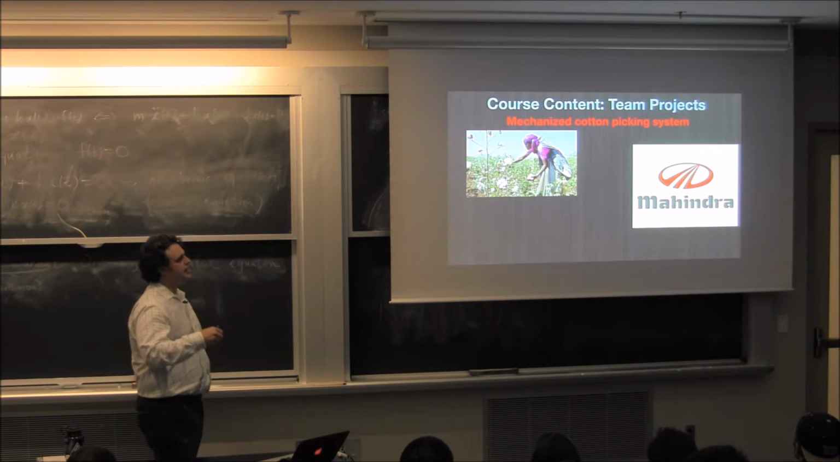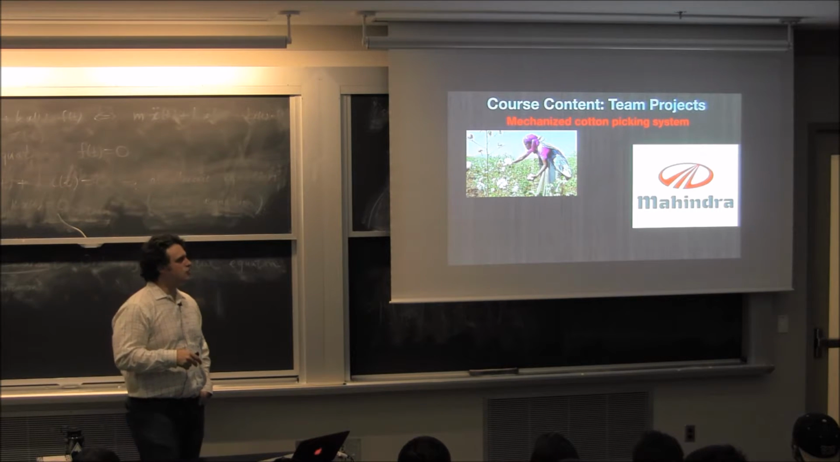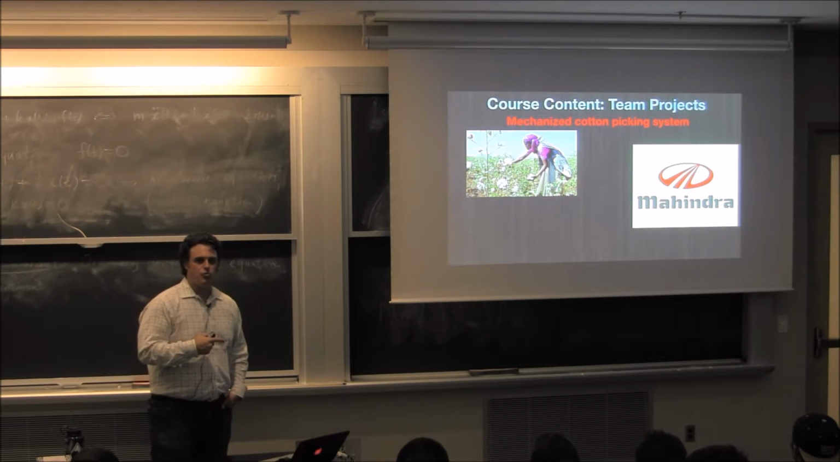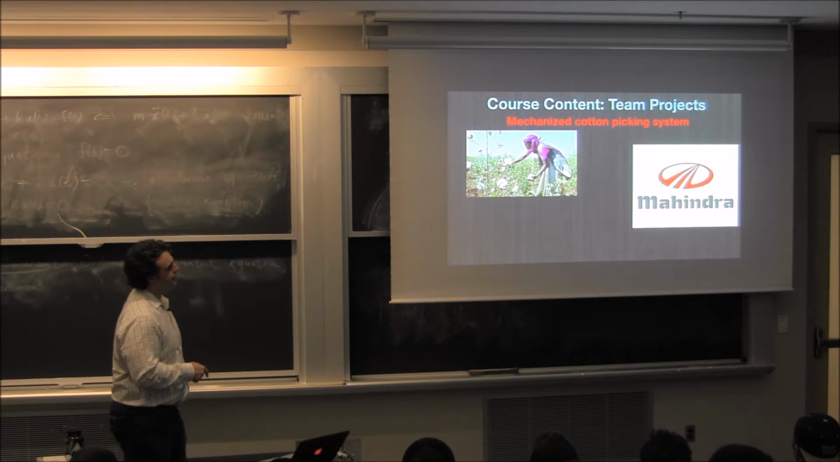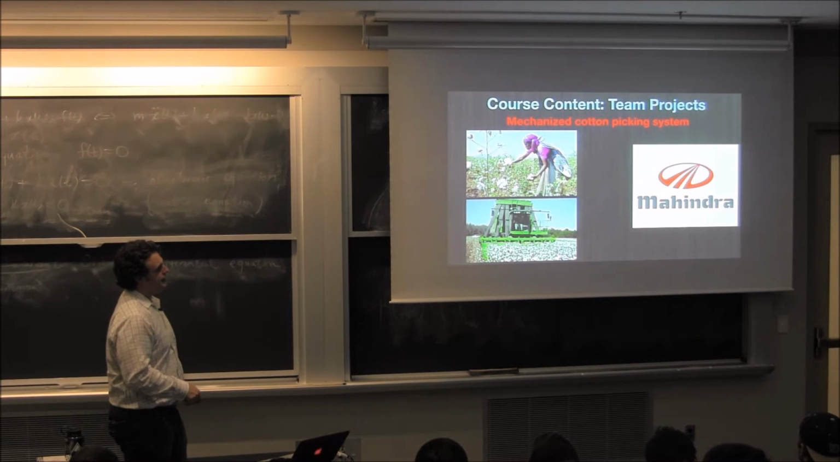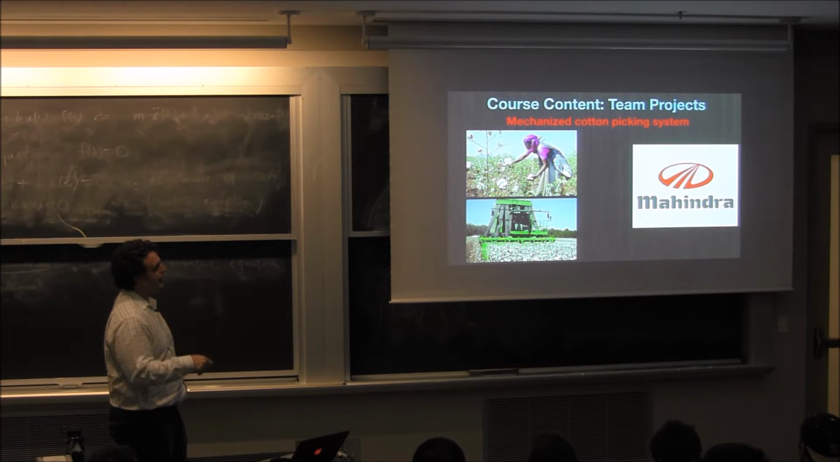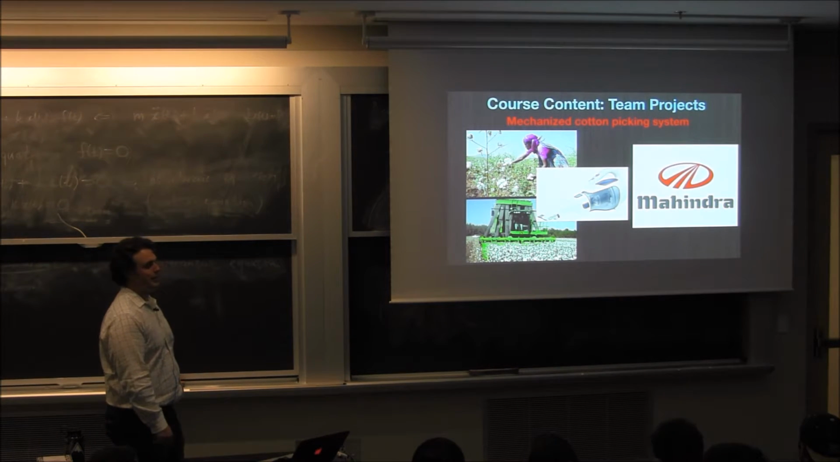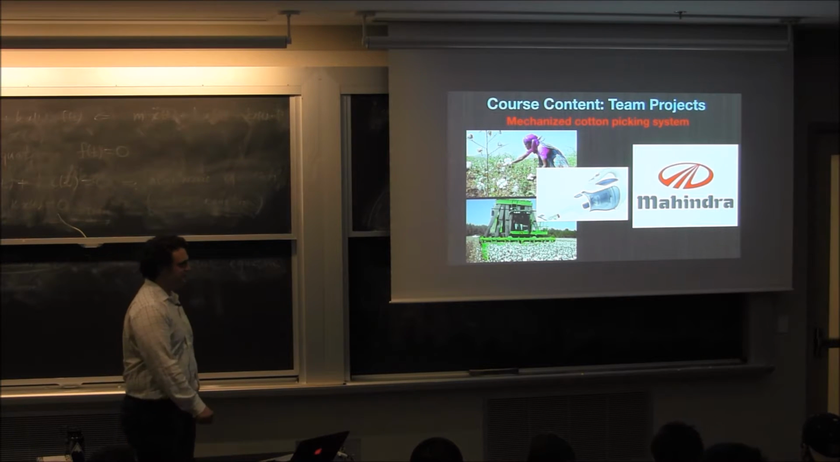The next one is a mechanized cotton picking system with Mahindra. Mahindra is the largest tractor manufacturer in the world and a massive agro business in India. So this is how cotton is picked now in India. It's by hand. This is how cotton's picked in the US. We want to make something in between that can pick cotton about 3 times faster than you can by hand. So, picture something maybe like this, right? A Dustbuster, where you can suck off cotton.